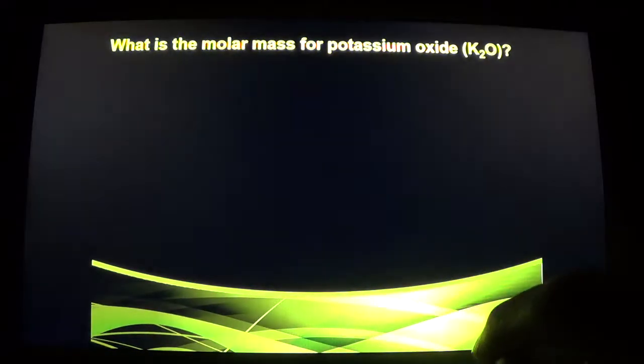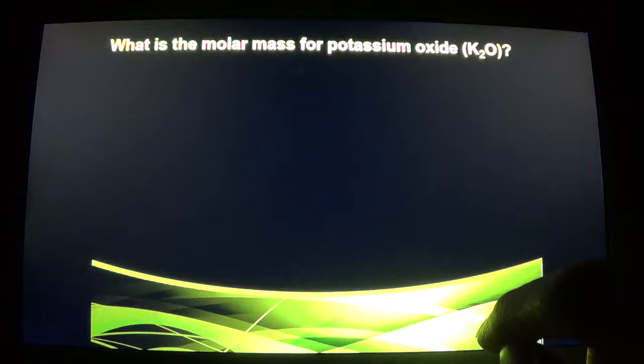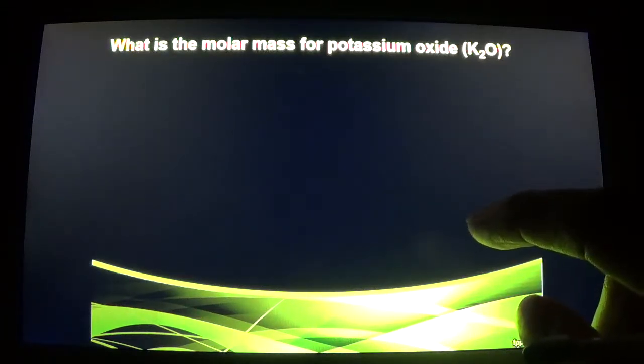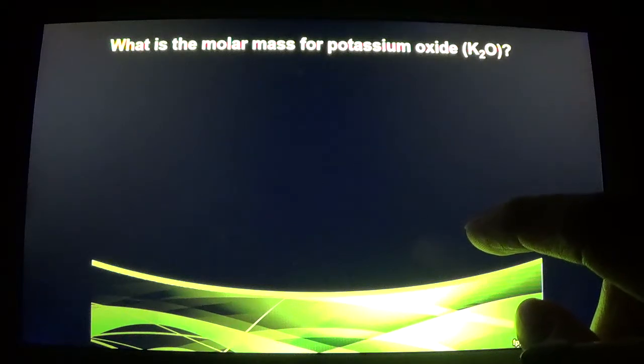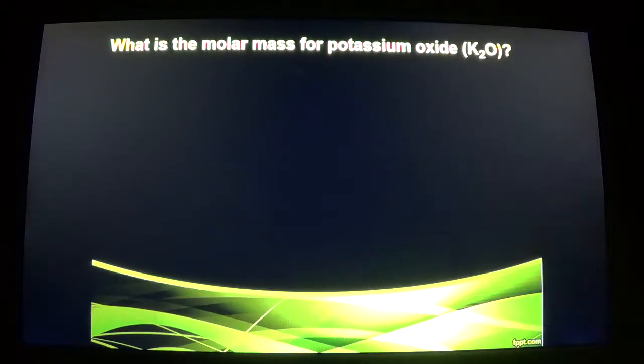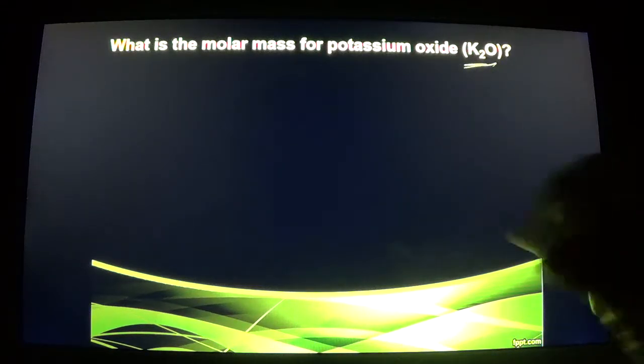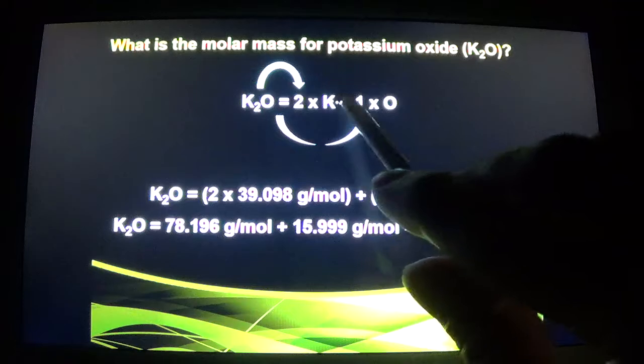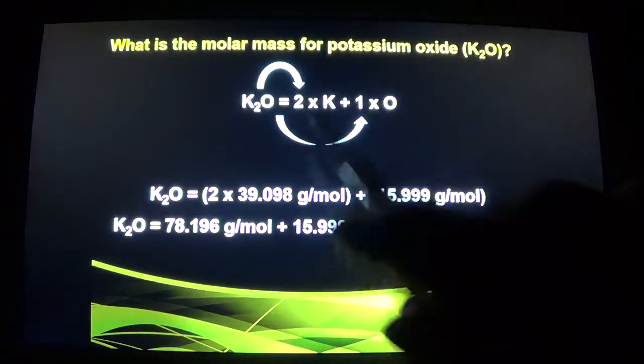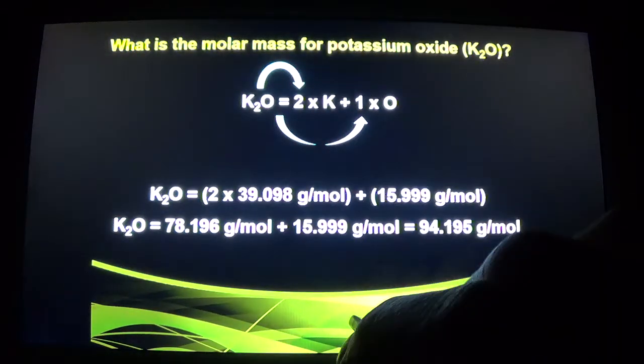Okay. So we're going to do a few more examples, and the examples are going to use potassium oxide. So I'm going to need to find first the molar mass of potassium oxide so I can use that as a conversion factor in my railroad tracks. So I have potassium oxide. What does that really mean? Well, that means I have 2 potassiums and 1 oxygen from my formula. What does that tell us?